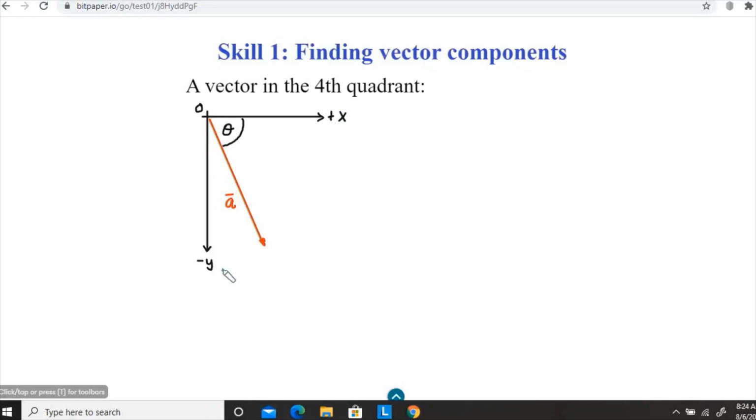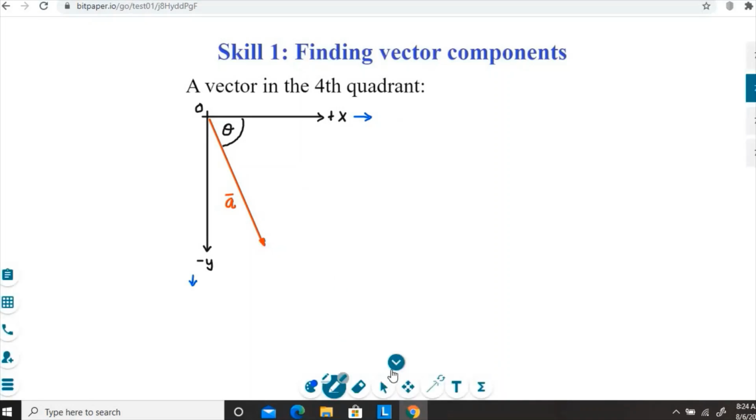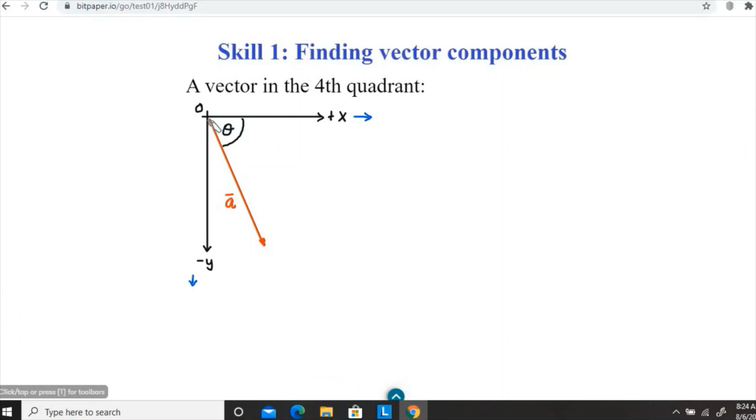Finally, we look at a vector in the fourth quadrant. Again, identify the x and y directions. So x is the positive x direction, y is the negative y direction. The angle is measured relative to the x-axis, and as you can see, the vector is oriented in the fourth quadrant. The important thing, as mentioned earlier, is that we have to construct a right angle triangle by keeping the magnitude of vector A as the hypotenuse.